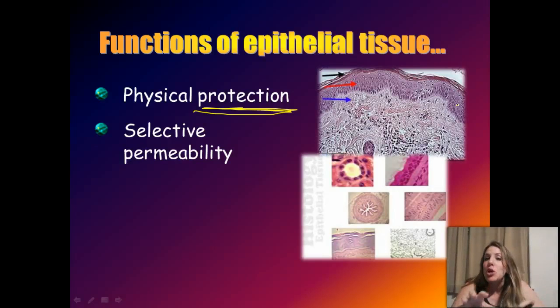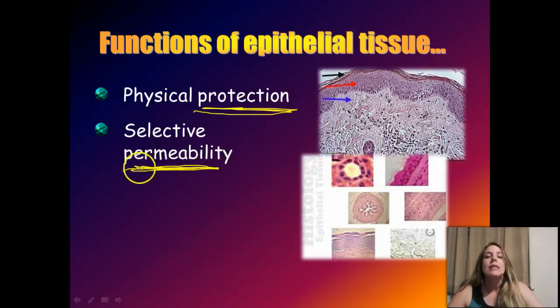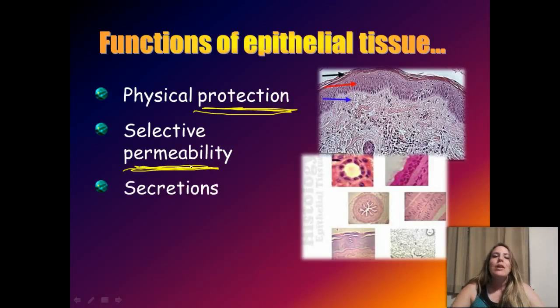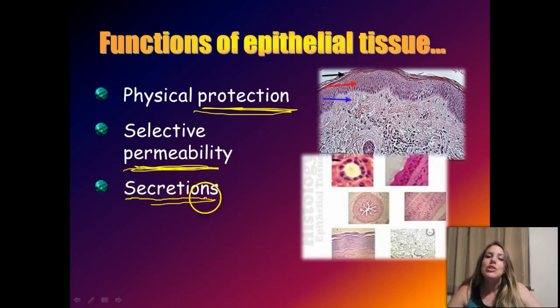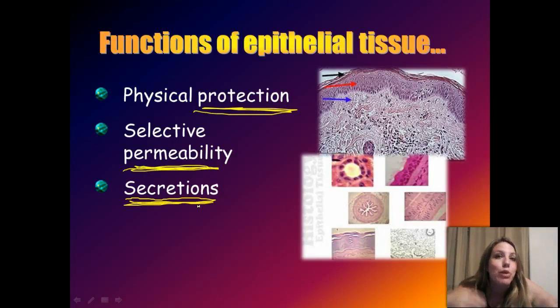And so that property of taking in the good stuff and keeping out the bad stuff, we can call selective permeability. That means that it's selective in what can permeate, penetrate through that epithelial cell layer and into the lumen or into your body. So epithelial tissue serves for protection. It allows good things in and bad things to stay out. And in most cases, epithelial tissue can have secretions. What that means is the individual cells making up the epithelial tissue actually can produce something.